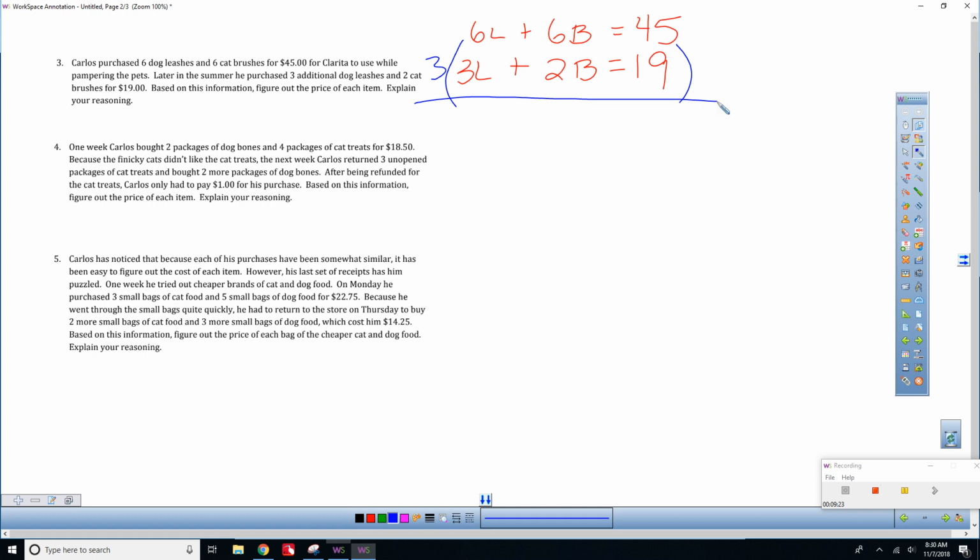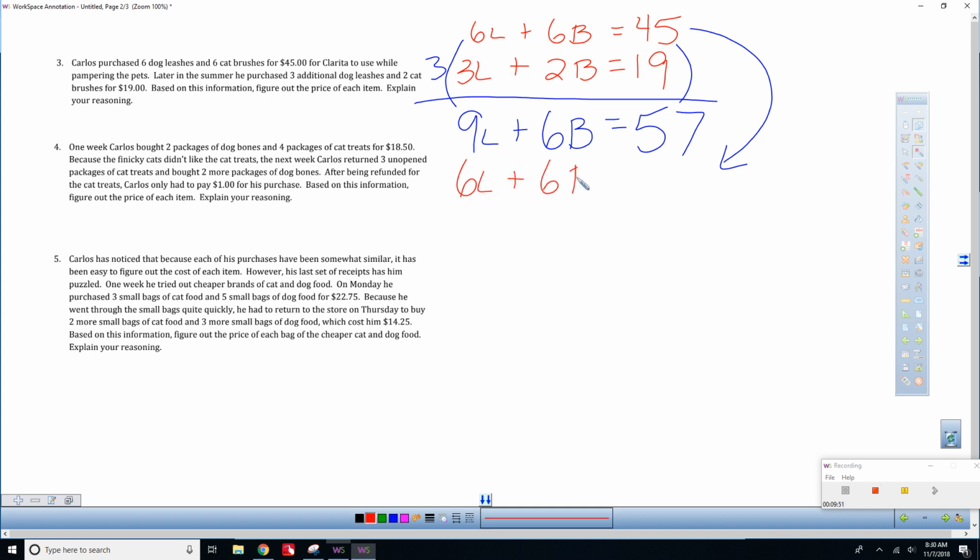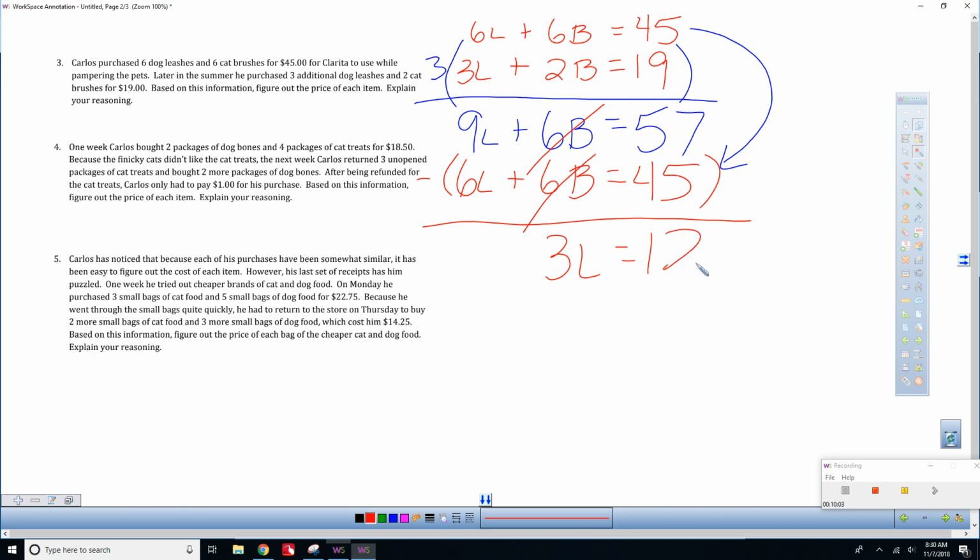So, we get 9L plus 2B, plus 6B is, what's 3 times 19? 57. Now, let's rewrite this equation down here. I'm just rewriting it. 6L plus 6B is 45. Now what are we going to do? Subtract the entire equation. 6b minus 6b is 0. You get 3L is 12. So each L is 4.